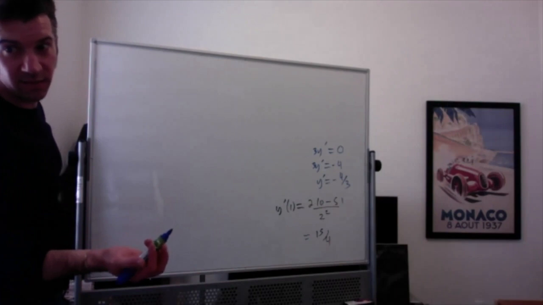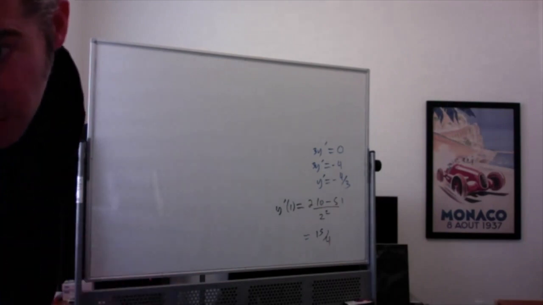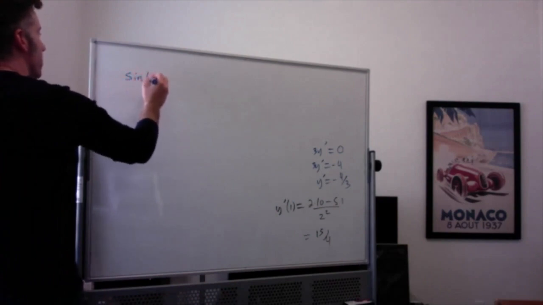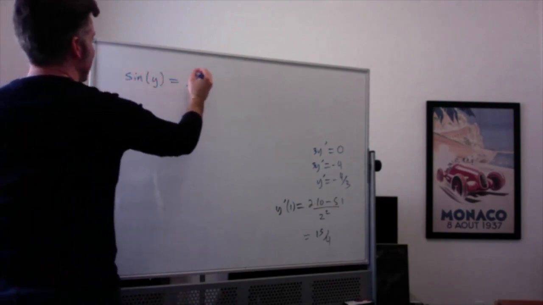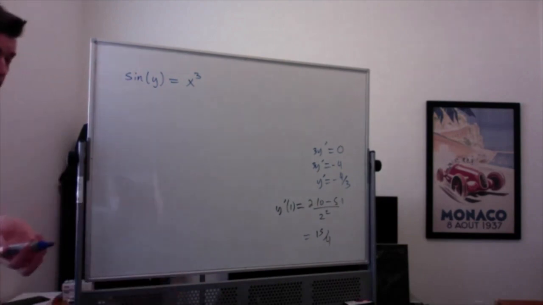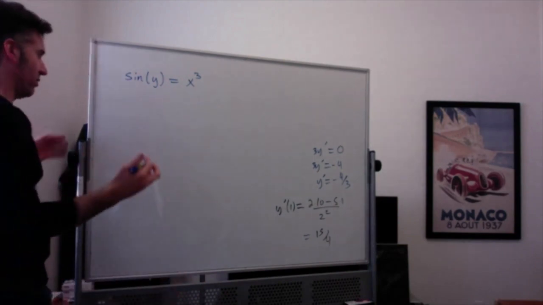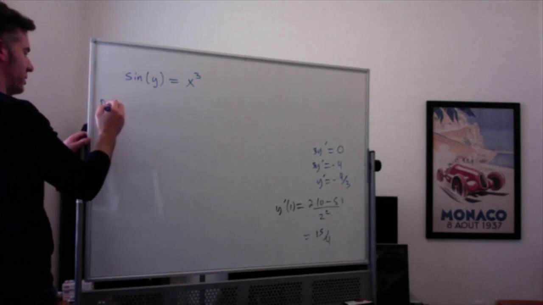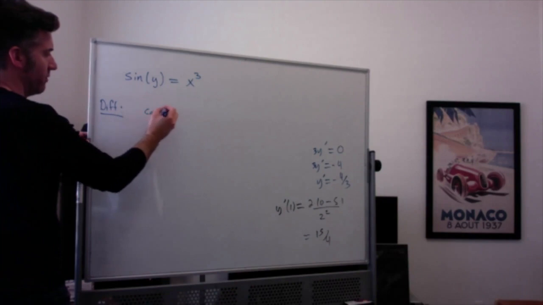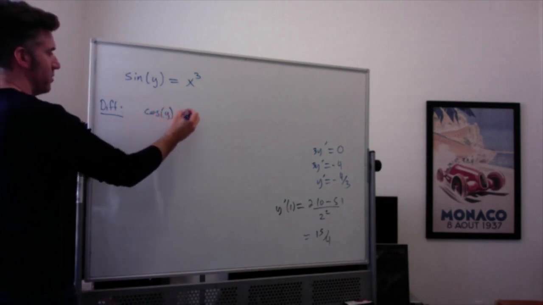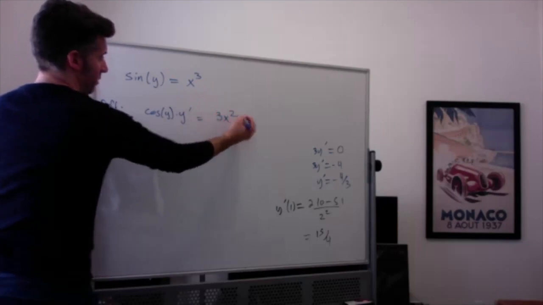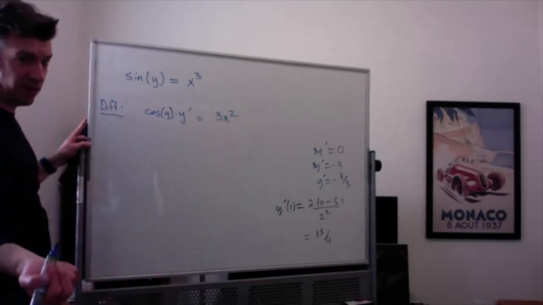Why can't I see my stuff? Because I'm blind. There we go. Sine of y equals x cubed. So let's try and take the second derivative implicitly, which is always kind of funky. Take the first derivative, so just differentiate, I should say. We're not really taking it here. The derivative of sine of some stuff is cosine of the stuff times the derivative of the stuff, equal to the other side. Solve for y prime.